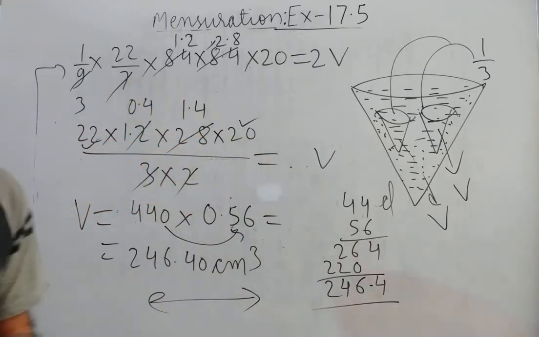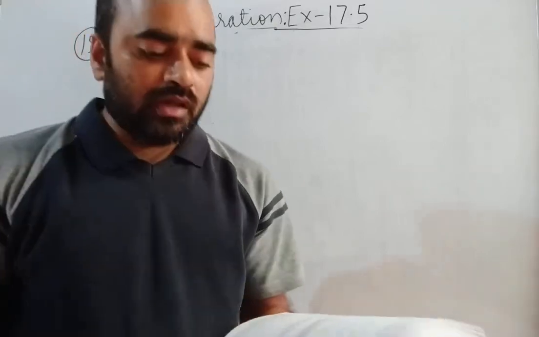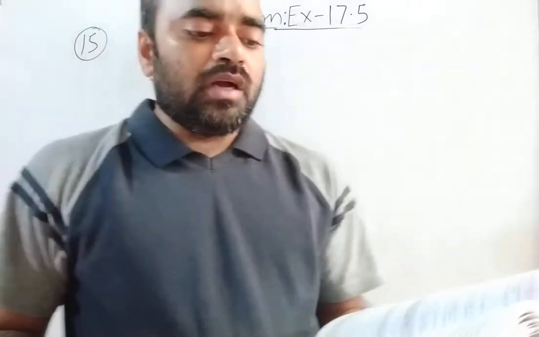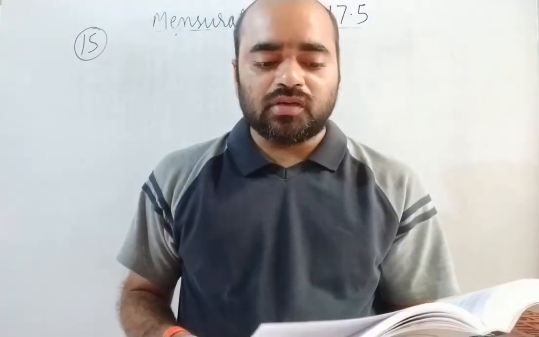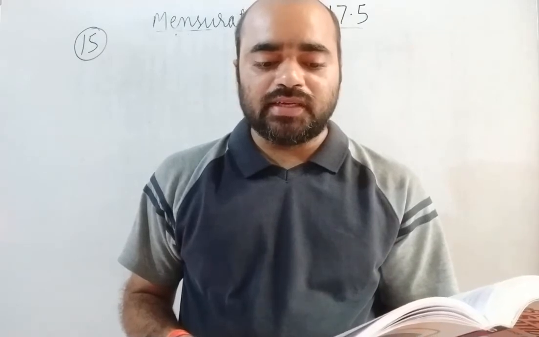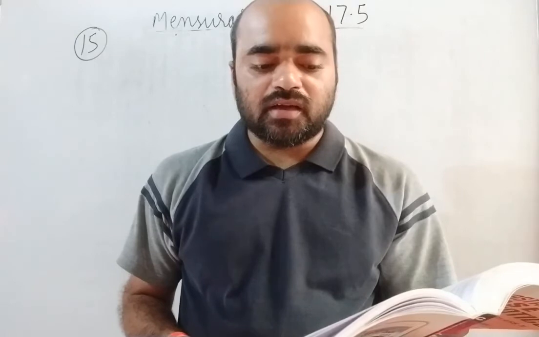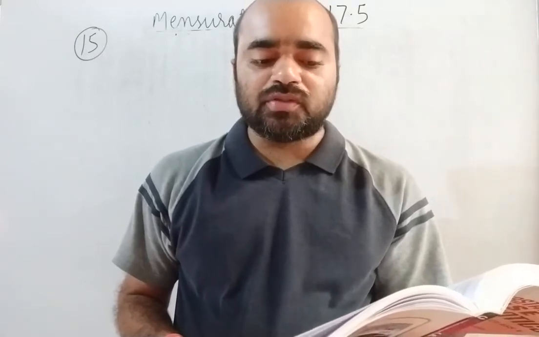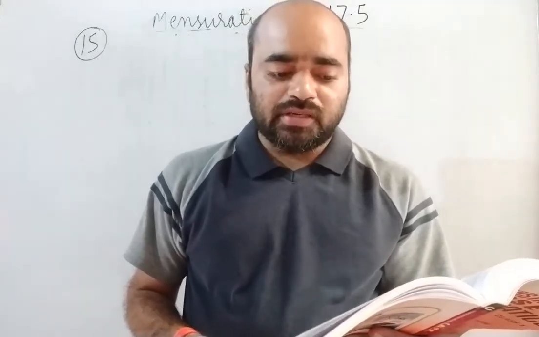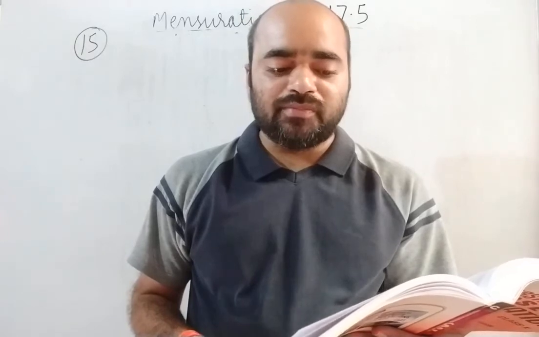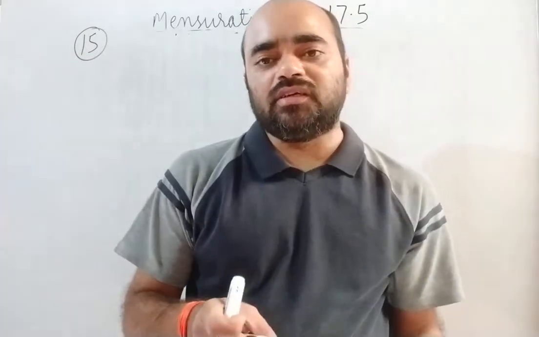Now the next question, question number 15. A solid metallic circular cylinder of radius 14 cm and height 12 cm is melted and recast into small cubes of edge 2 cm. How many such cubes can be made from the solid cylinder?